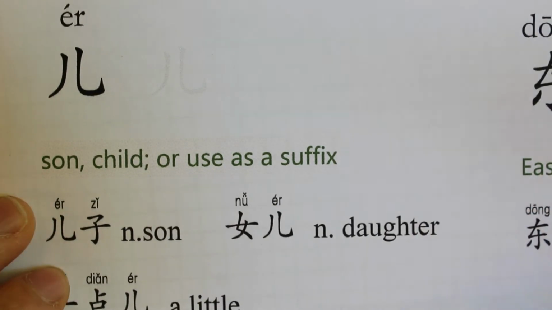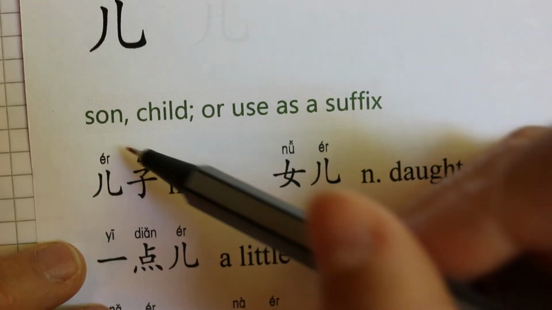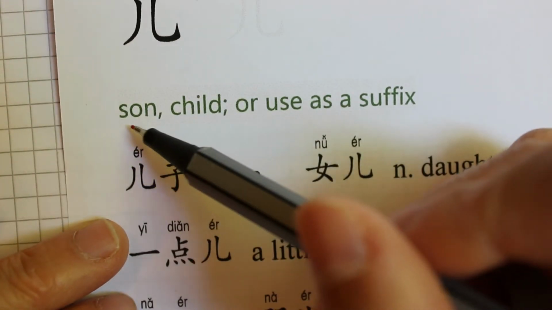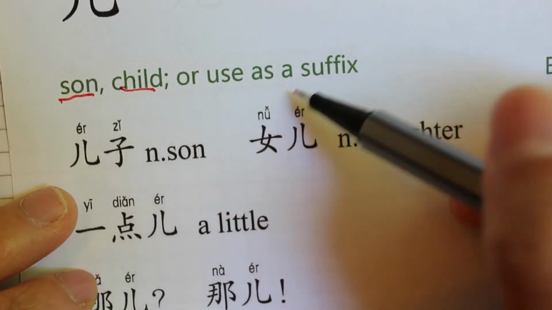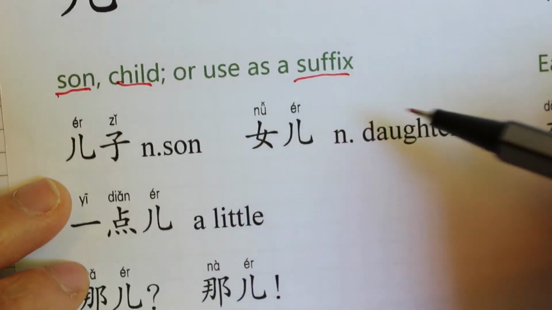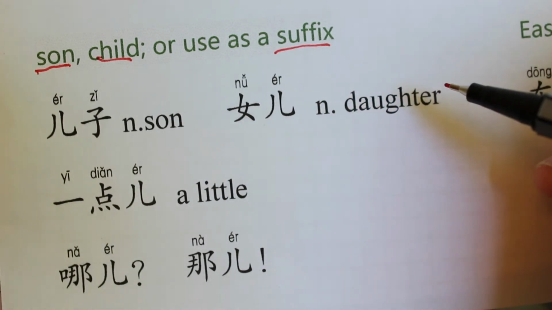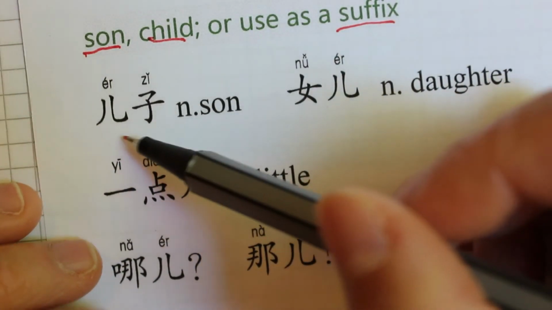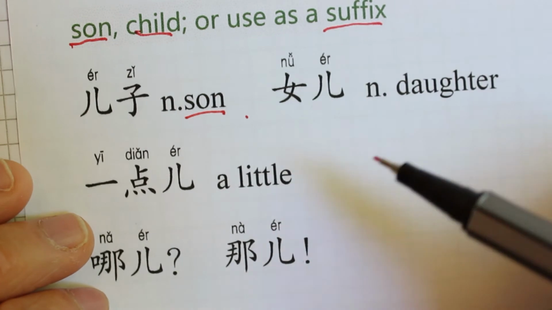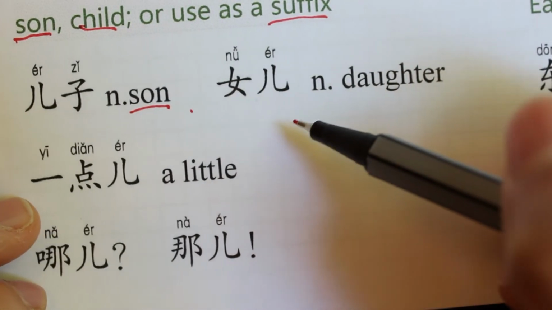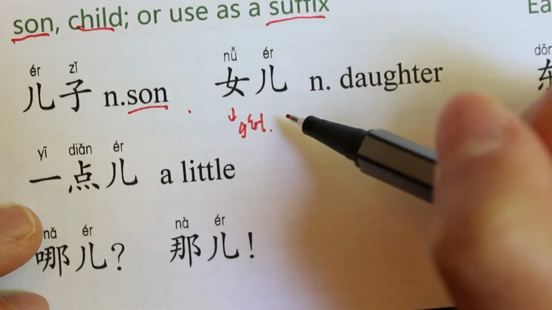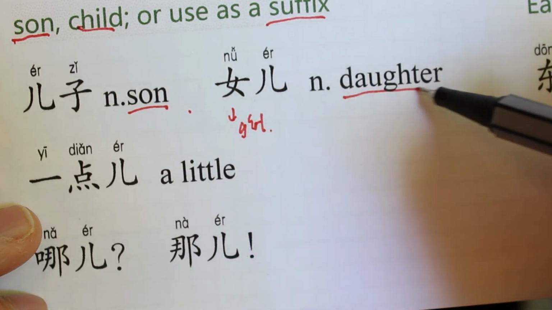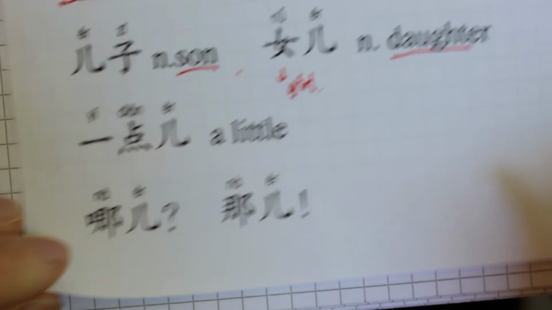And the next character is 儿. 儿. And its basic meaning is the son, the child. And sometimes it can be used as a suffix after a noun. So 儿子 means the son. And 女儿. 女 means girl. So the child is a girl. It's actually the daughter, 女儿.